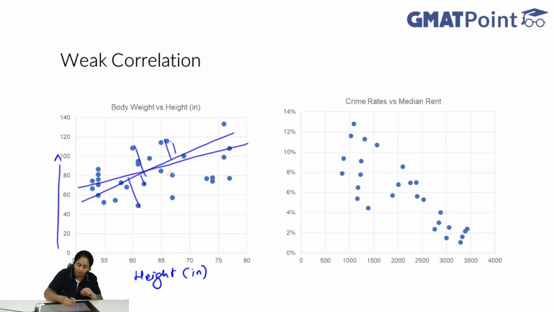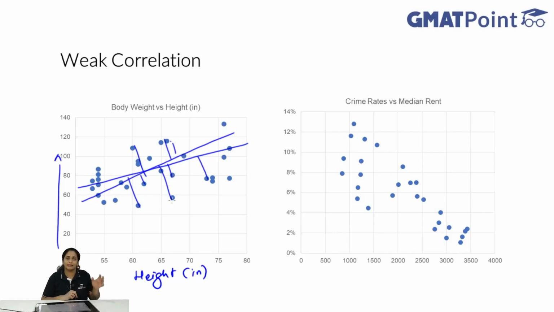There are firstly multiple lines possible, and these points are very far away from the line. Why is that the case? Basically, for the same height, you have very different body weight. Somebody who is shorter can have a low body weight. Somebody who is shorter can also have a high body weight. Somebody who is taller can be very thin and can have a low body weight. Somebody who is taller can also have a very high body weight.